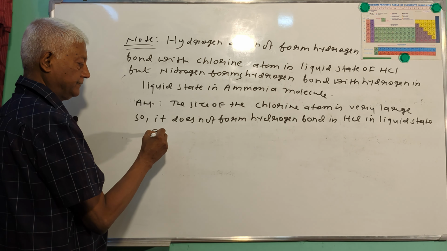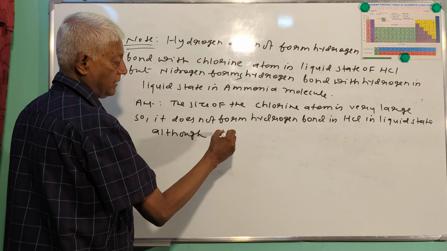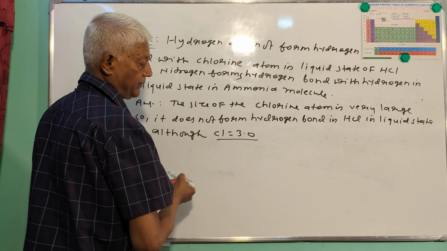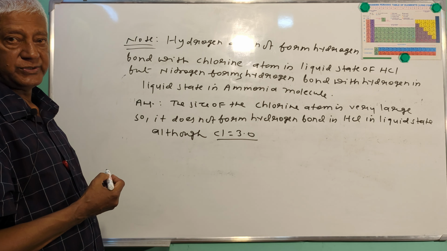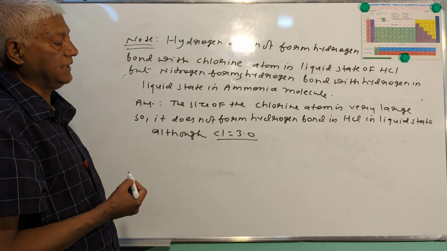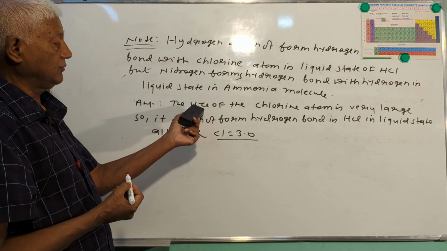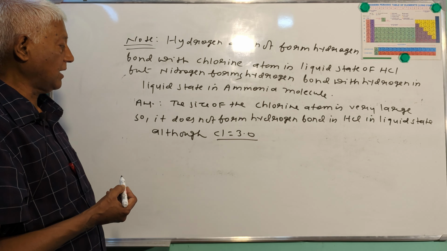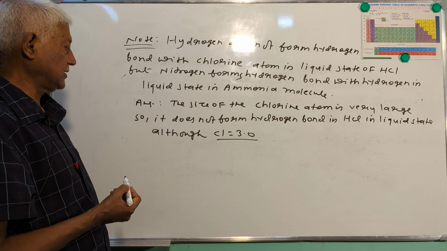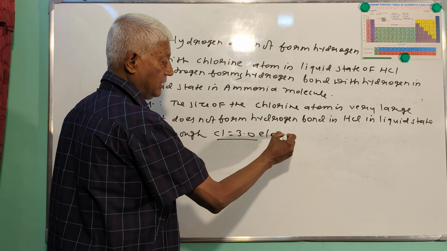Although, what you see over here, chlorine has an electronegativity value of 3.0, similar to the nitrogen atom, it does not form hydrogen bond with hydrogen in HCl in liquid state. The question arises why? Because the size of the chlorine atom is very large, so it does not form hydrogen bond in HCl in liquid state, although chlorine has 3.0 electronegative value.